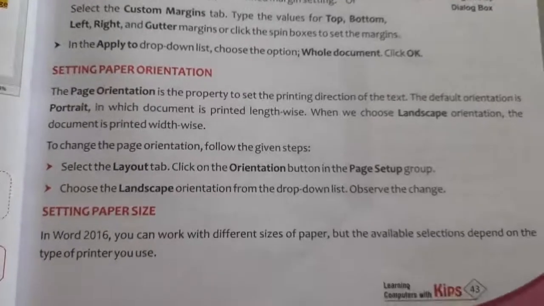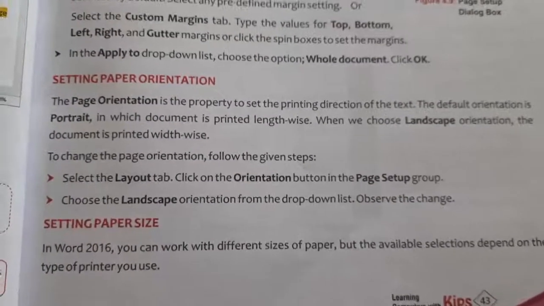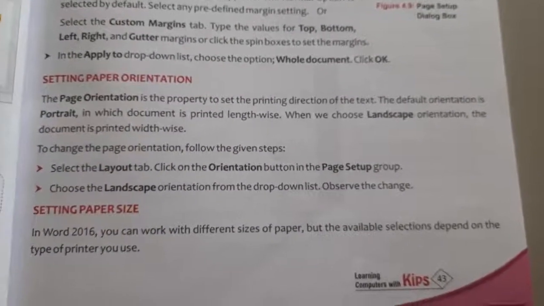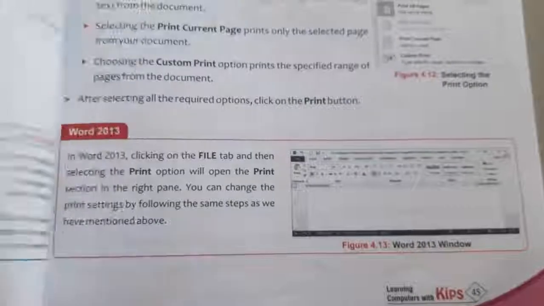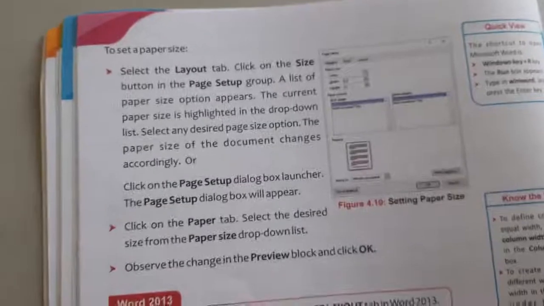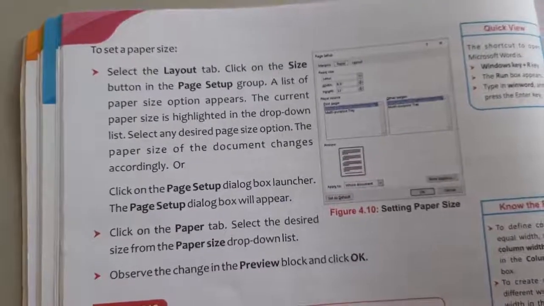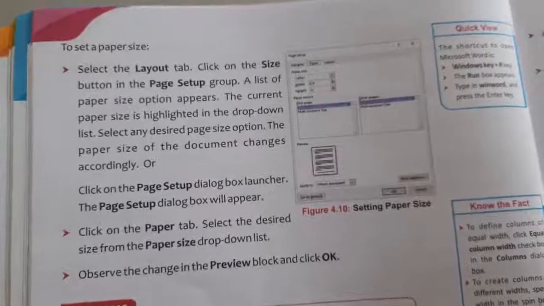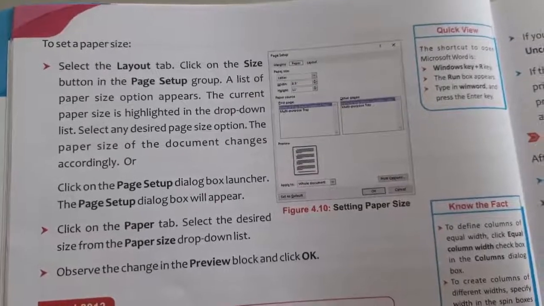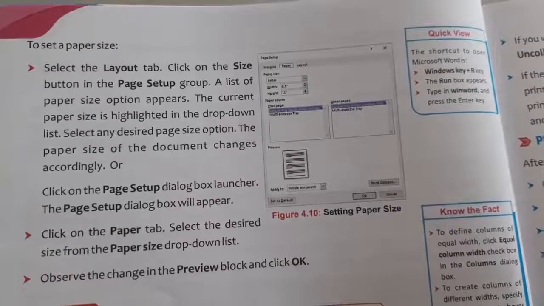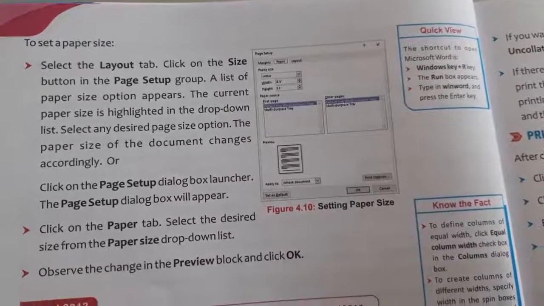Next is setting paper size. In Word 2016 you can work with different sizes of paper, but the available selections depend on the type of printer you use. So if you want to change the size of the paper, select the Layout tab and then click on the Size button in the Page Setup group. A list of paper size options appears. The current paper size is highlighted at the top in the drop-down list. Then select the desired page size option. The paper size of the document changes accordingly.